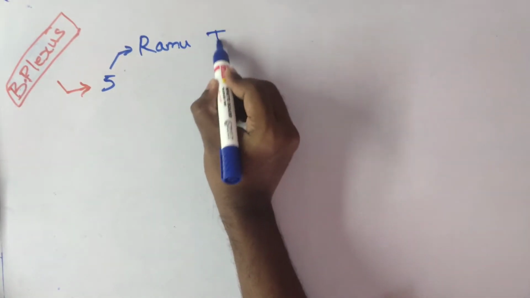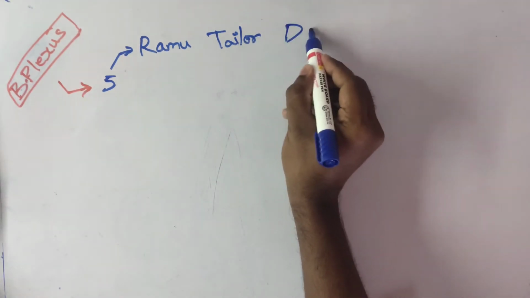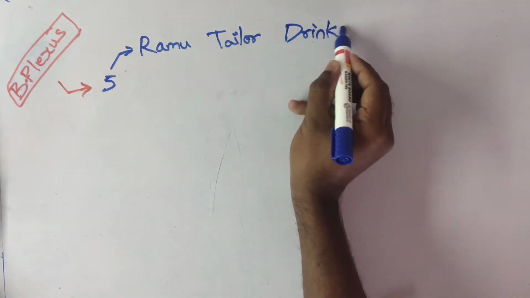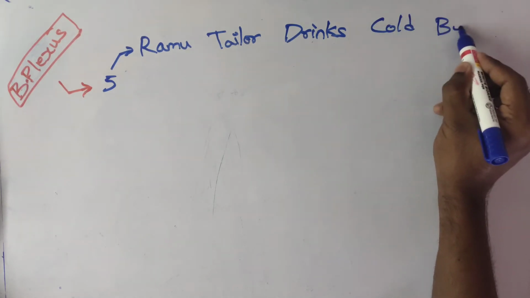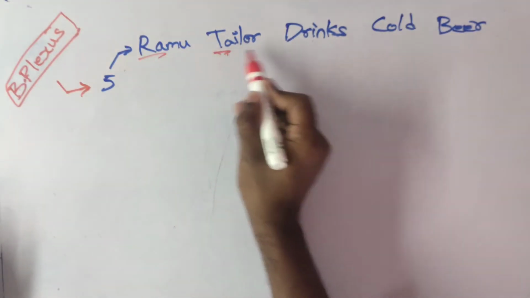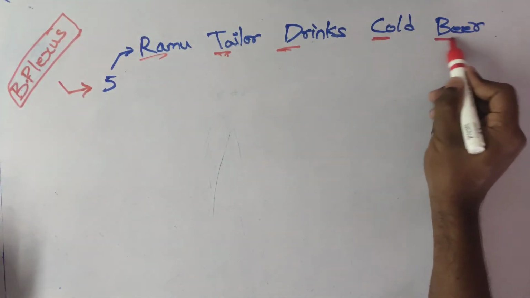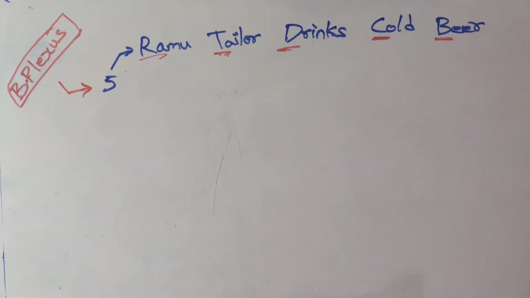Ramu Taylor drinks cold beer. This is the mnemonic. It is also already given in the textbook. These are the parts that belong to the brachial plexus.